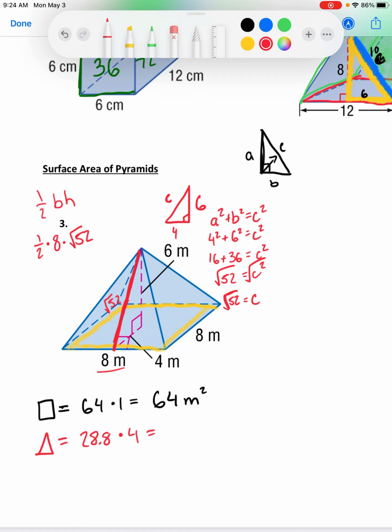And now there are 4 of these triangular faces, so we're going to multiply that number times 4. So 28.8 times 4, and we end up with 115.2 meters squared. Now our last step is to add our 4 triangular areas and our square base area, and when we add those together, we end up with 179.2 meters squared.